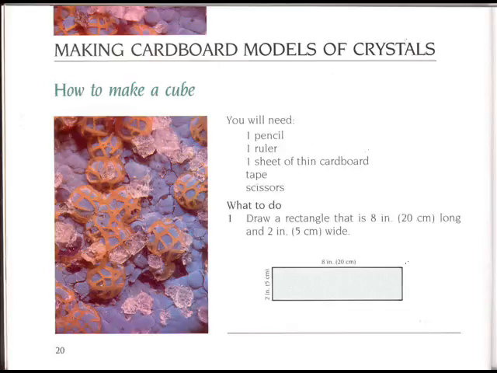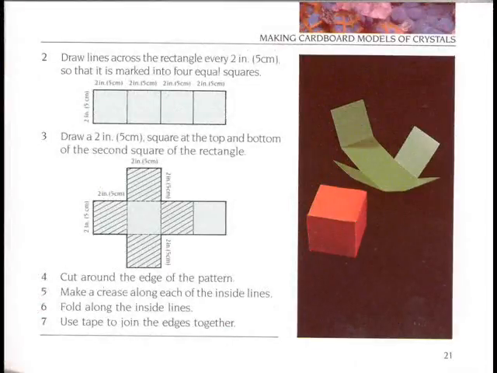Making cardboard models of crystals. How to make a cube. You will need 1 pencil, 1 ruler, 1 sheet of thin cardboard, tape, and scissors. What to do? 1. Draw a rectangle that is 8 inches long and 2 inches wide. 2. Draw lines across the rectangle every 2 inches so that it is marked into 4 equal squares. 3. Draw a 2-inch square at the bottom and the top of the second square of the rectangle.